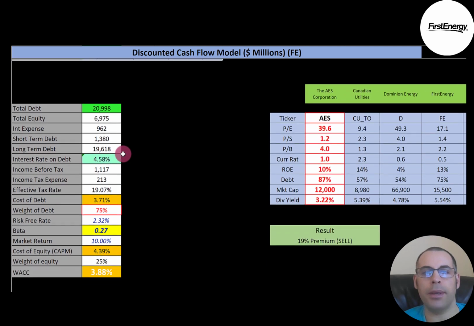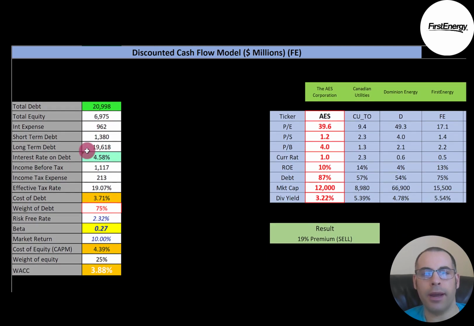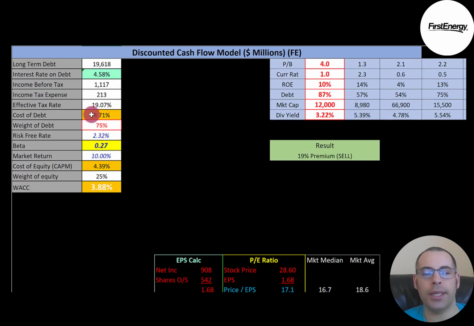They have $21 billion of debt. They pay 4.5% interest on their debt. And the cost of debt is 3.7%. They're a bit leveraged at 75% debt, which means they're at 25% equity. Cost of equity is 4.39%, and we use the beta to figure that out. They have a really low beta, 0.27, so the stock moves 1/4 of the market.